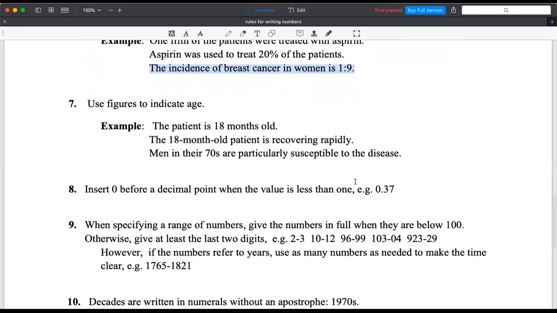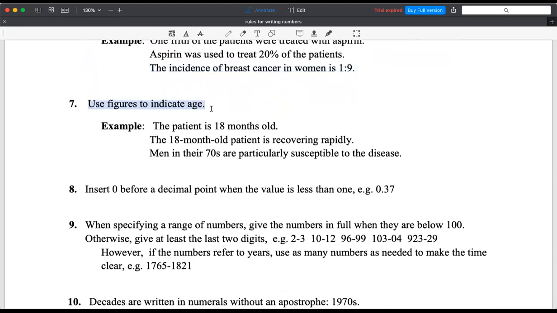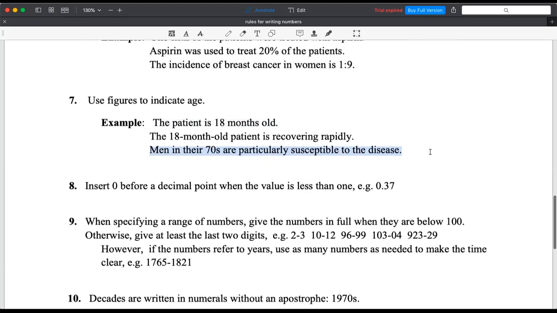Rule number 7: we use figures to indicate age. For example, the patient is 18 months old, or the 18-month-old. If you see the hyphen, this is definitely an adjective, and you look for a noun after that. Adjectives take hyphens. That's why numbers can be considered adjectives before the noun, like 29 patients, or an 18-month-old patient. Men in their 70s are particularly susceptible to the disease, and so on.